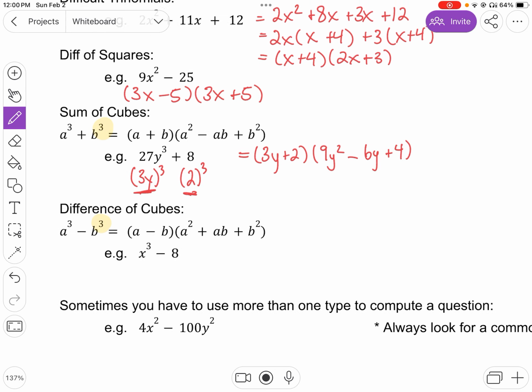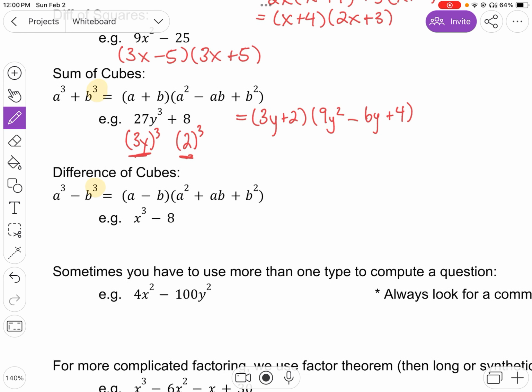And we're going to do almost the same thing down here with difference of cubes, except because there's a minus sign separating our A cubed and our B cubed, we've got a bit of a different formula. But again, to figure out, this is our A term, so just an x, and then this is our B term, is just a 2. And now we plug it in. So we're going to have x minus 2, and then x squared plus 2x, and then plus 4.